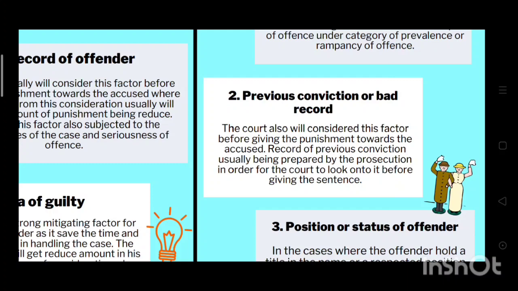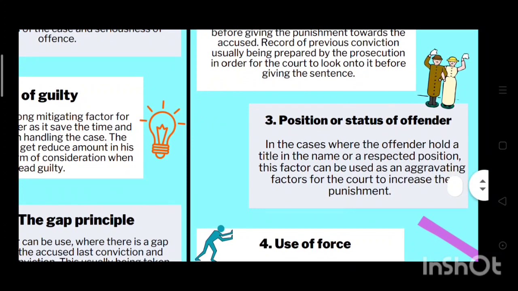The third factor in the aggravating factors is the position or status of the offender. In cases where the offender holds a title or a respected position, this factor can be used as an aggravating factor for the court to increase the punishment. For example, in the case of Datuk Haji Harun bin Haji Idris and others against Public Prosecutor, the offender, who is a Menteri Besar of Selangor, was sentenced to 6 months imprisonment for the offence of forgery and a fine of 15,000 ringgit for the offence of abetment of a criminal breach of trust.